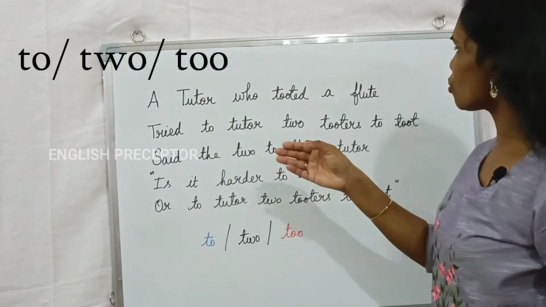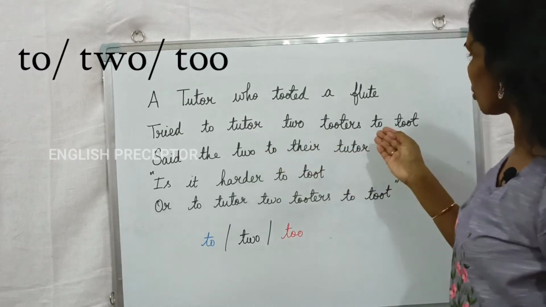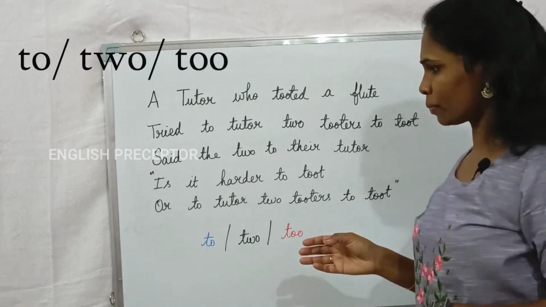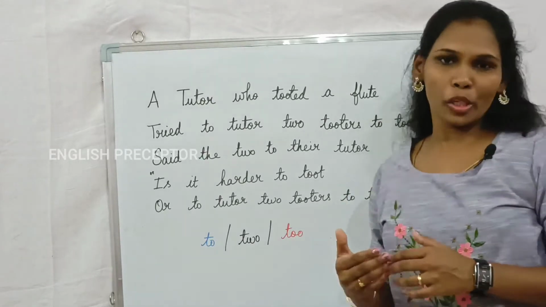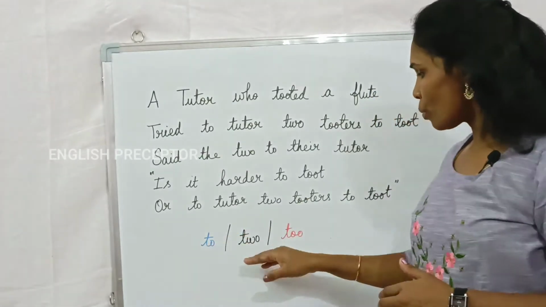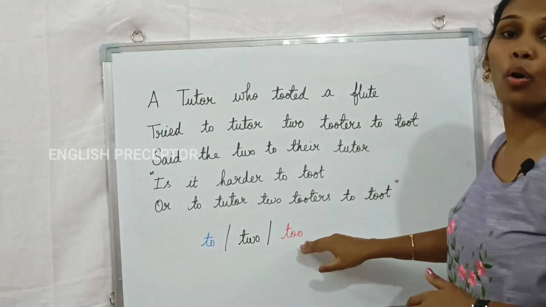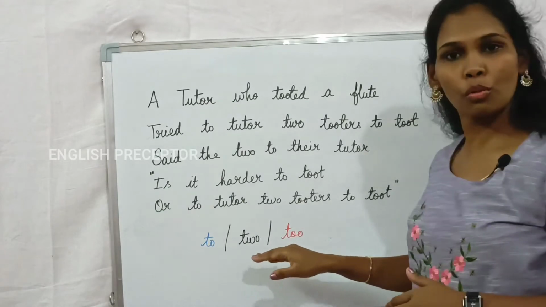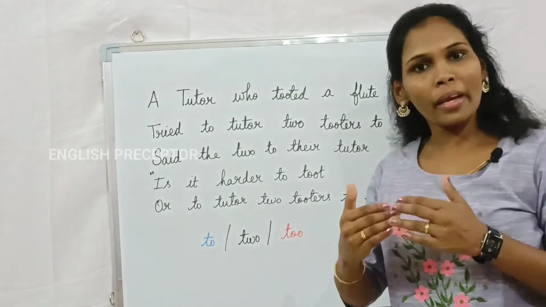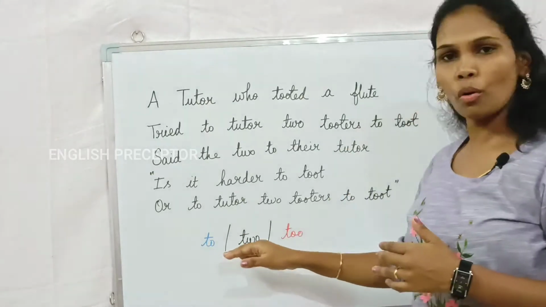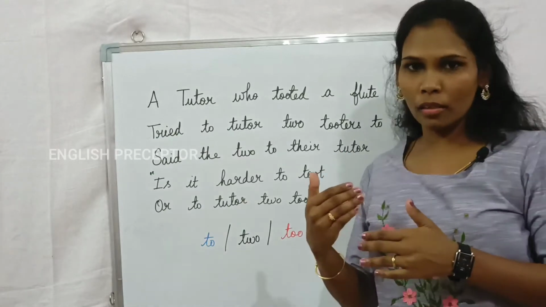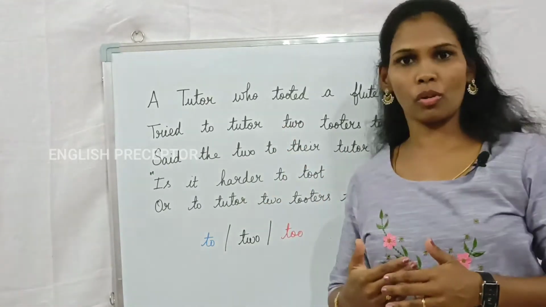Now let's learn the tongue twister. Let's read this tongue twister. A tutor who tutored a flute tried to tutor two tutors to toot, said the tutors to the tutor, is it harder to toot, or to tutor two tutors to toot? So what is the differentiation that we are going to learn in this tongue twister? T-O, T-W-O, T-O-O. These are pronounced as two, right? So how can we differentiate T-O, T-W-O or T-O-O? Let's learn this first, then we'll go for the tongue twister, right?